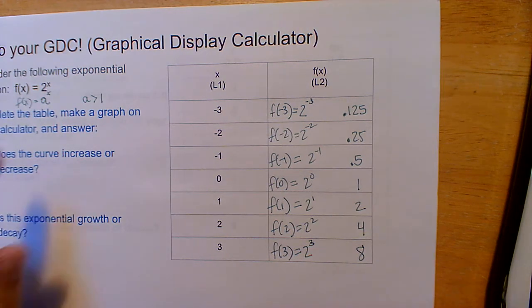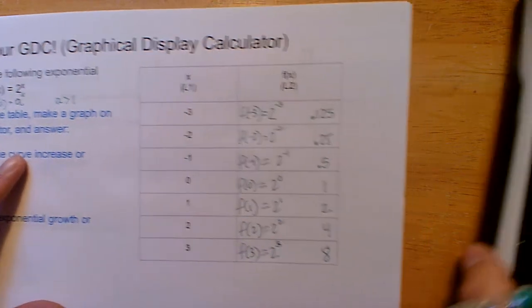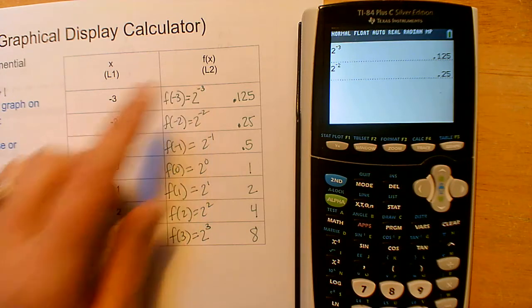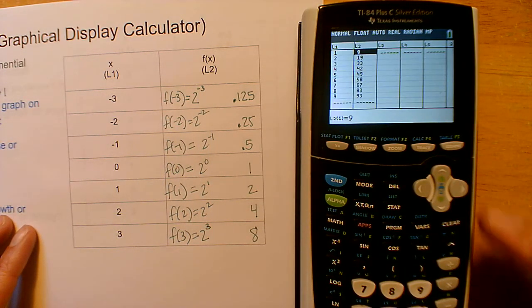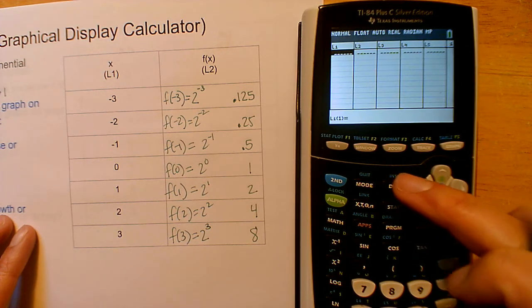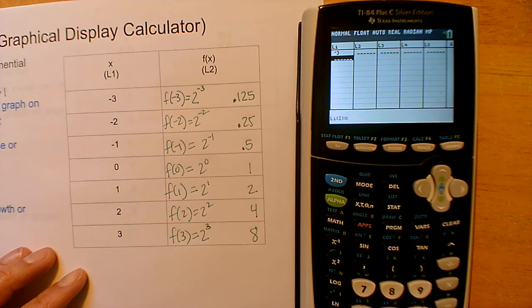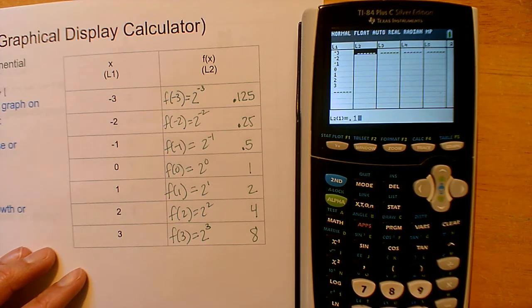And so what it asks us to do is then make a graph on our graphing calculator. If you remember, we're going to have to put in L1 and L2. So we're going to press Stat, and then edit. If you have numbers in here, you're going to have to clear them out. You could press the delete button or the clear. And let's put our numbers in. Negative 3, negative 2, negative 1, and 0.125.